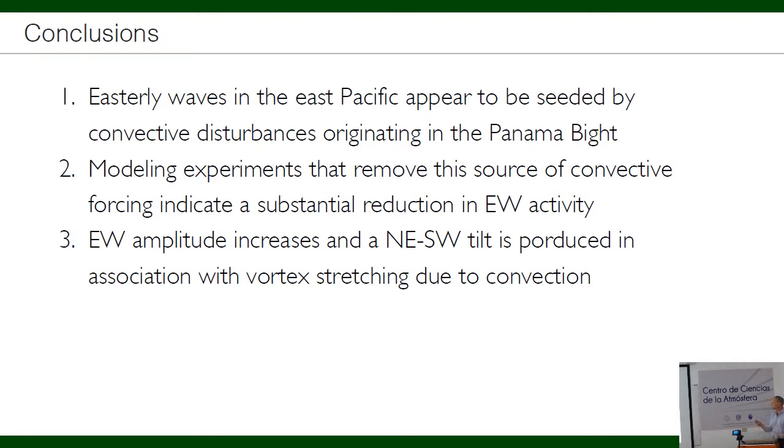The modeling experiment, as I mentioned, had some caveats involved that we want to work on, but it's somewhat suggestive that this region and convective forcing near the coast there is really important. And then the other thing that I showed you is that as these waves move away from the coast, the amplitude of the waves increases due to convection, and they also gain this northeast-southwest tilt due to vortex stretching, occurring due to precipitation being distributed in this dipole-like pattern across the disturbance.